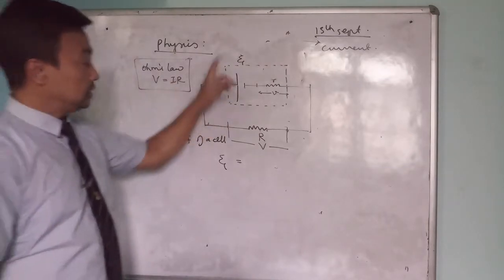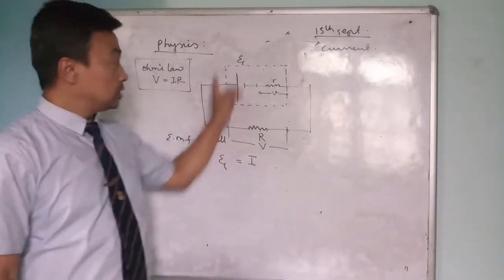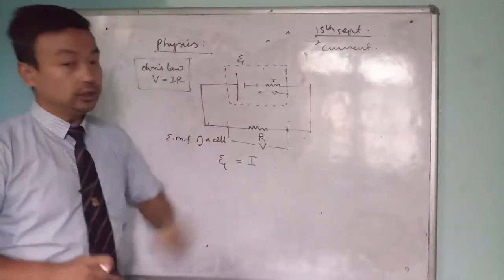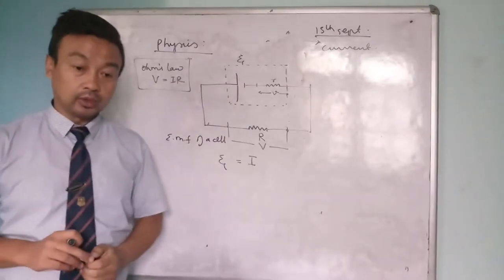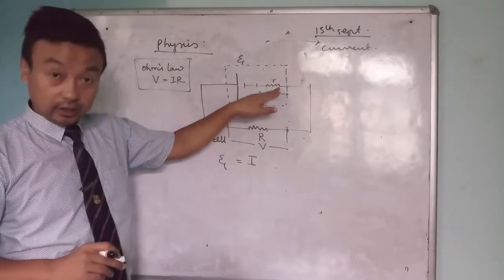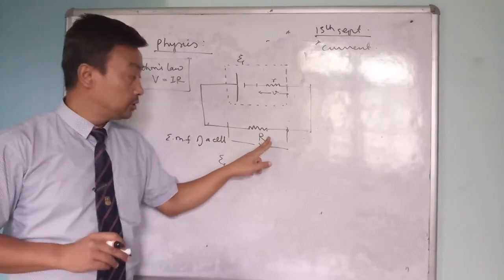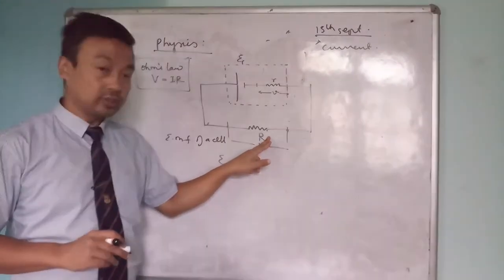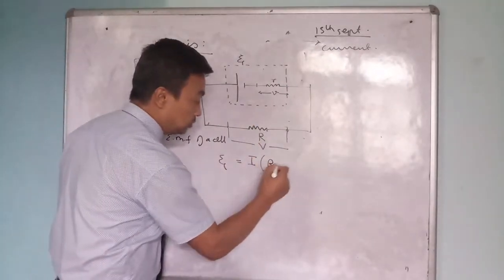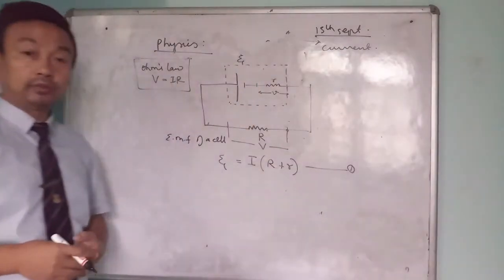The current I coming out from here is the same current, but this is for the entire cell. If you observe, how many resistances are there? There are two resistances: the internal resistance in the electrolyte, and the external resistance in the terminals. So these two resistances are in series, and you have to add them. So this is your equation 1, where we have applied Ohm's law.